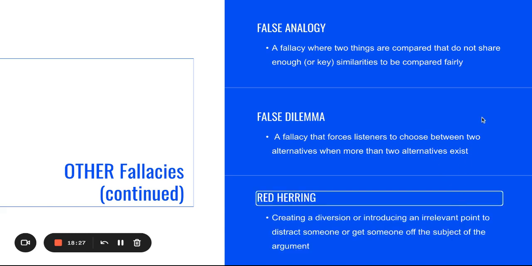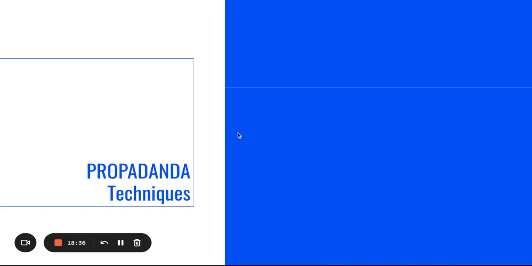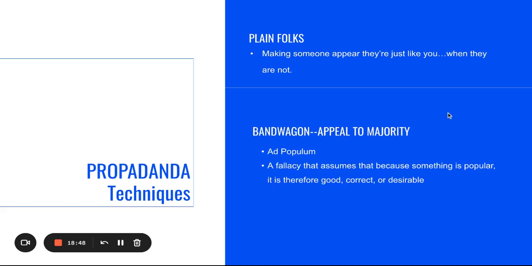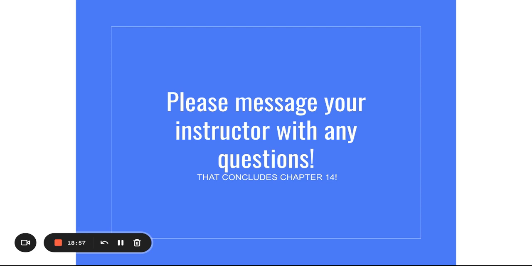And red herring, creating a diversion or introducing irrelevant, kind of off-the-wall information to get off the subject of the argument. You'll see that in presidential or political debates also. Plain folks, making someone appear like they're just like you when they're not. Again, this happens a lot when you're watching presidential debates. Bandwagon appeal to the majority, a fallacy that assumes that because something is popular, it's good and correct and desirable when it may not necessarily be.